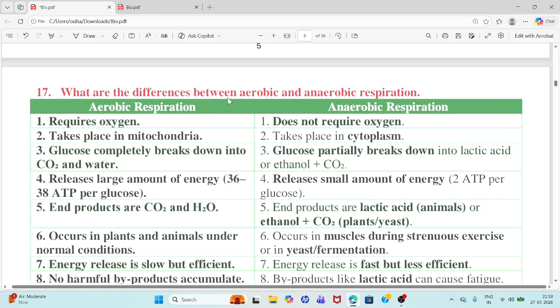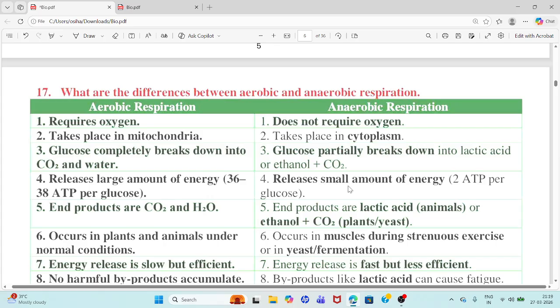17th question. What are the differences between aerobic and anaerobic respiration? Aerobic respiration requires oxygen; anaerobic does not require oxygen. Aerobic respiration takes place in mitochondria; anaerobic in cytoplasm. In aerobic, glucose completely breaks down into carbon dioxide and water. In anaerobic, glucose partially breaks down into lactic acid or ethanol plus carbon dioxide. Aerobic releases a large amount of energy, 36 to 38 ATP per glucose.